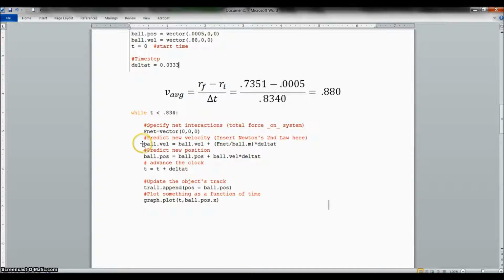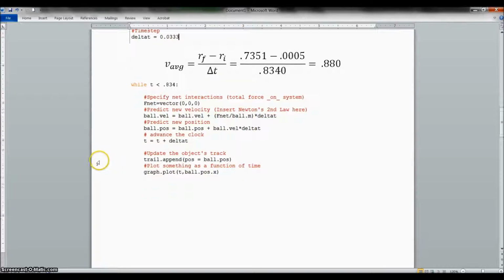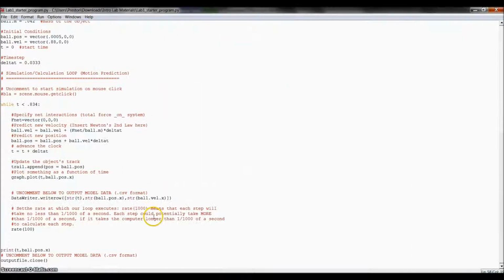The final velocity is equal to the initial velocity plus the net force over the mass times the delta time. But since F net right here is equal to 0, that means that the final velocity is equal to the initial velocity, which gives us the constant velocity that we're looking for.